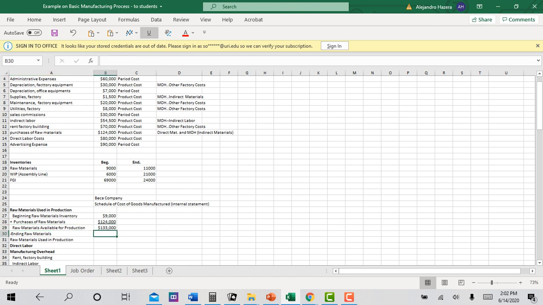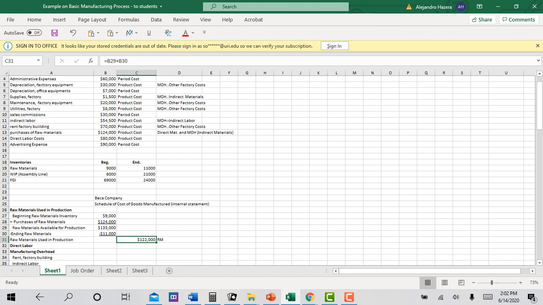If you take out your ending raw materials inventory, 11,000, and I'm going to put it over here, this gives you the raw materials that were actually placed in production. And that kind of makes sense. So I'll just put raw materials here. That's your first major type of manufacturing cost.